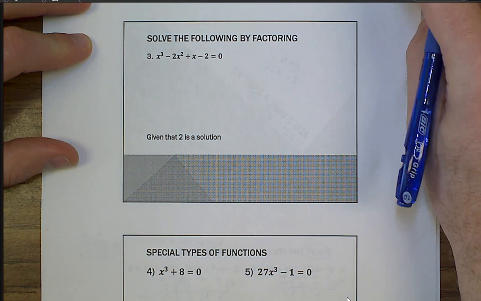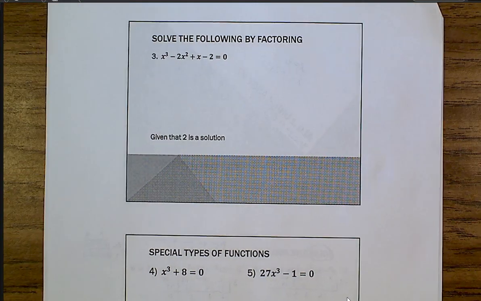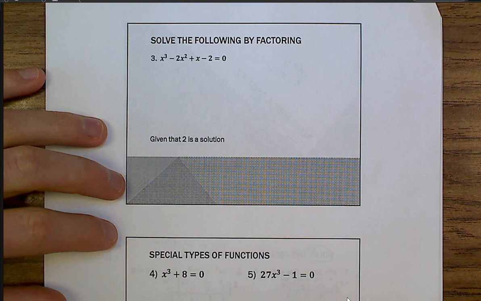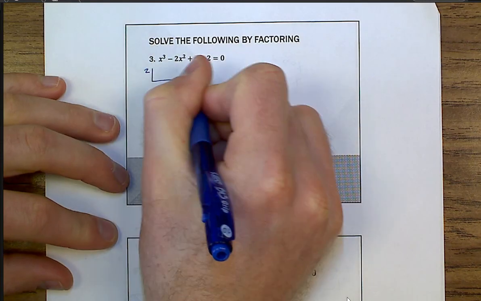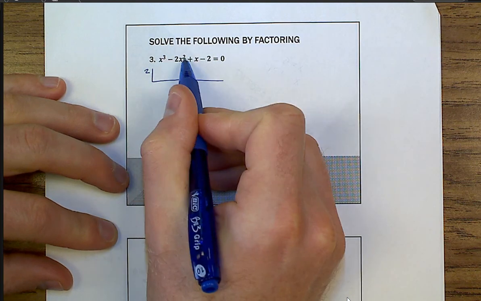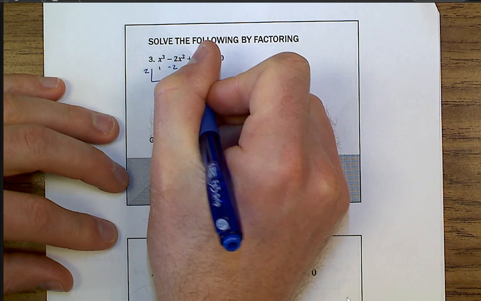Really the same type of question. The reason I want to show you this one is we'll get to it. I'll explain here in a second. Given that 2 is the solution, so again, I'm going to go 2. Check my numbers, x cubed, x squared, x, constant, so I got 1, -2, 1, and -2.